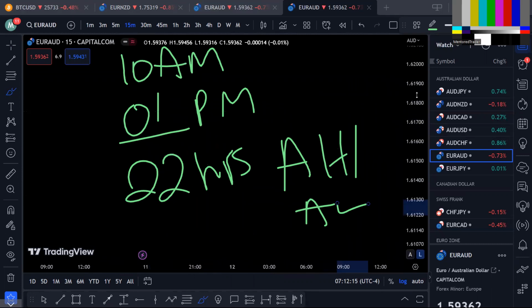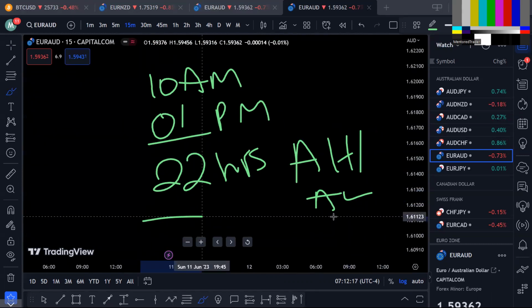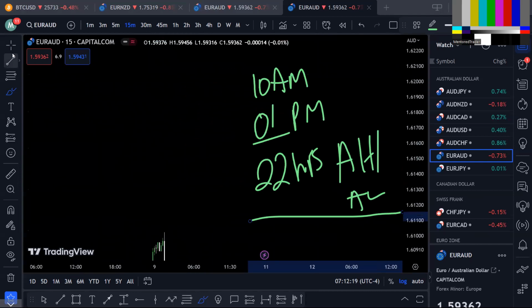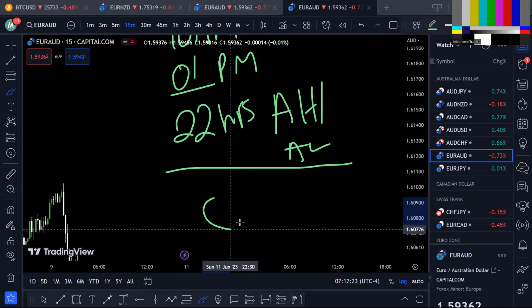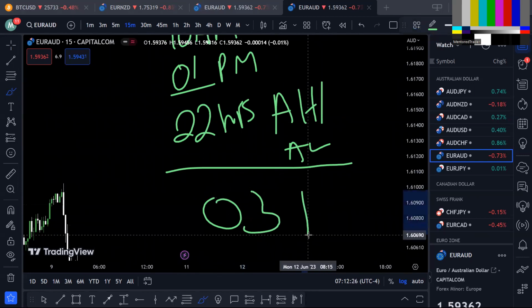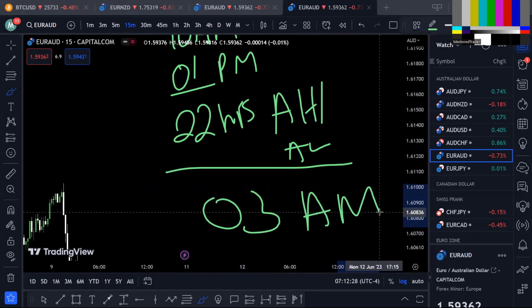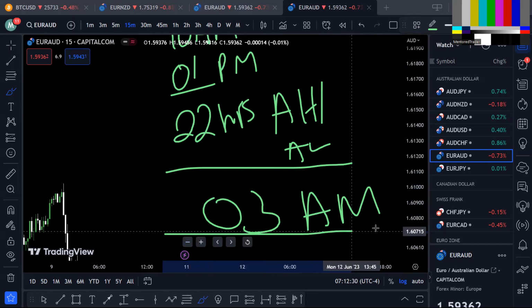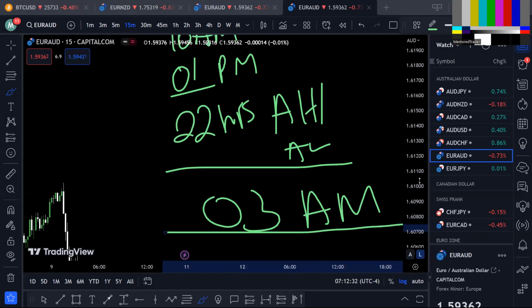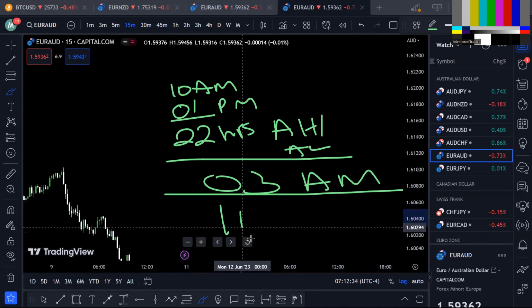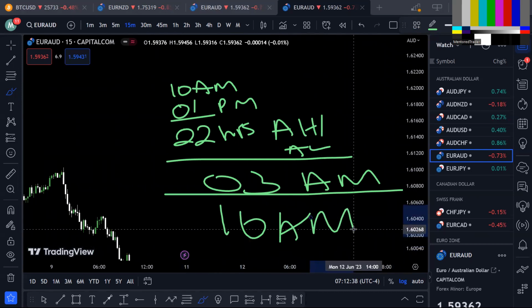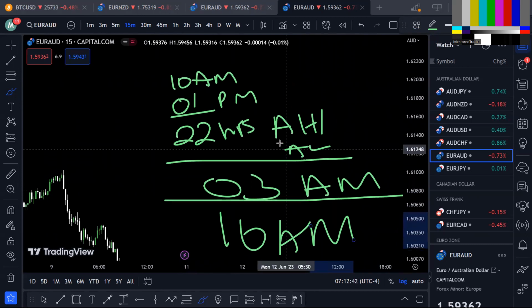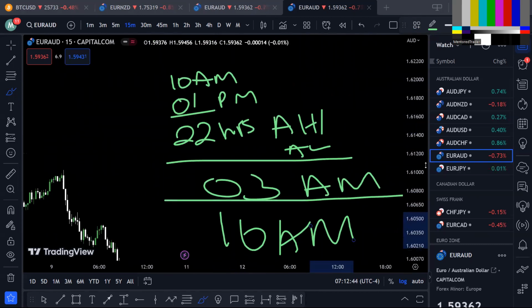And when are we executing a trade? We're executing a trade during the London Open, which is 3 a.m. London Open. That is if you're to sell. If you're to buy, you're waiting for 10 a.m. the New York time. So these are the things that will help you trade the Asian range.